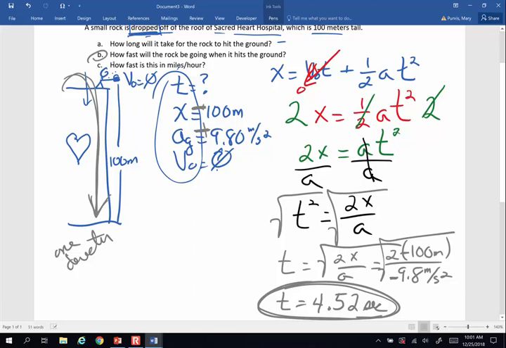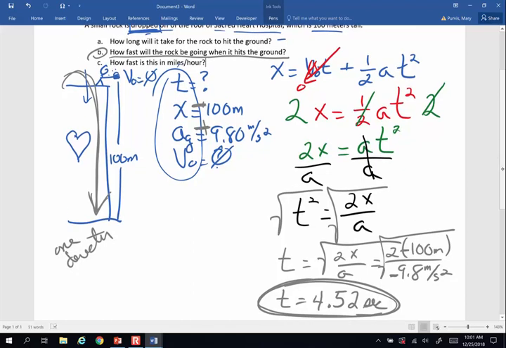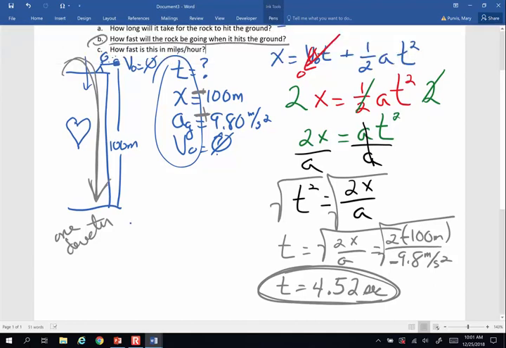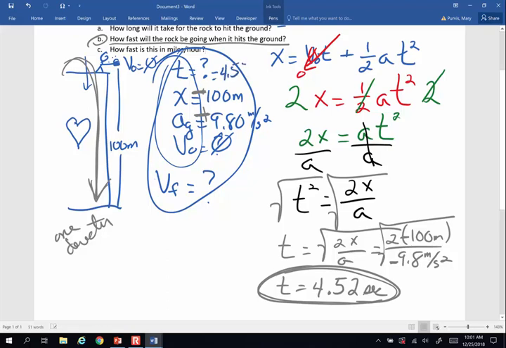All right, part B, how fast will the rock be going when it hits the ground? Same thing. Hit pause, give it a try, and come back and see what we get. So to try and find the final velocity here, I have to, again, look at my variables, and I now also have time. I've got that 4.52 seconds I can now use as a piece of information to find final velocity. What am I going to probably choose?